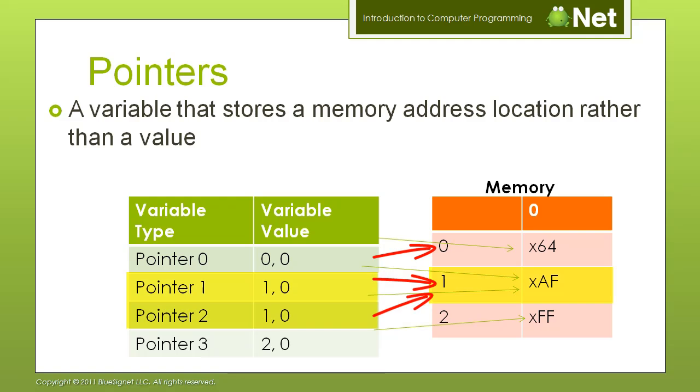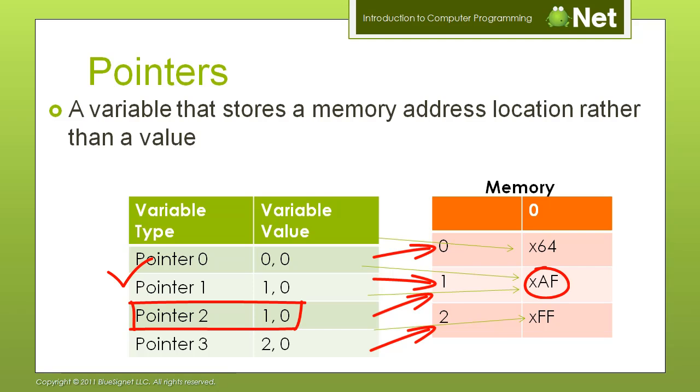And pointers 1 and 2 are actually pointing at the same memory space, 10, which is AF, and 3 is pointing at FF. One important thing to know is when pointer 1 changes the value that is in 10, pointer 2 is affected. You don't actually have to say, hey, pointer 2, this value's been updated. Pointer 2 is just pointing at that memory space.